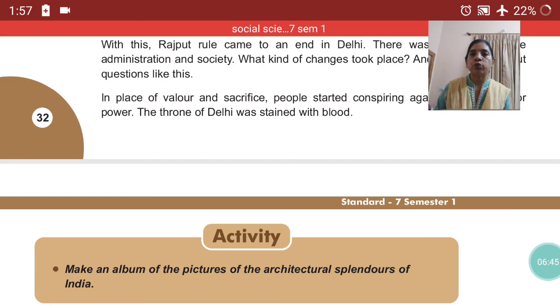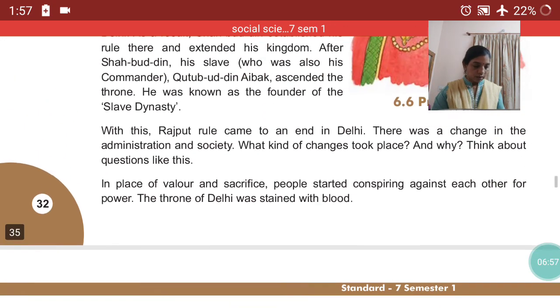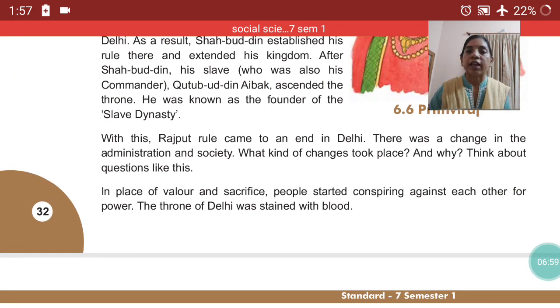With the Rajput rule coming to an end in Delhi, what kind of changes took place in administration and society? And let us see what was ahead of the Rajput age. When the Rajput age came to an end, what was the other thing that followed? So we will be doing it in another chapter.